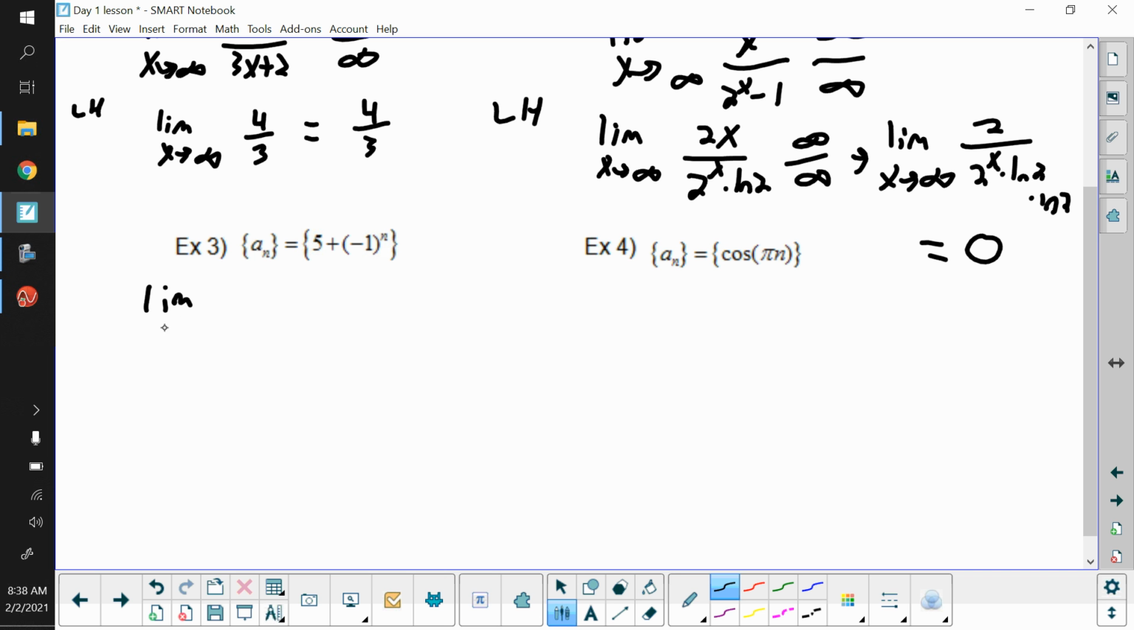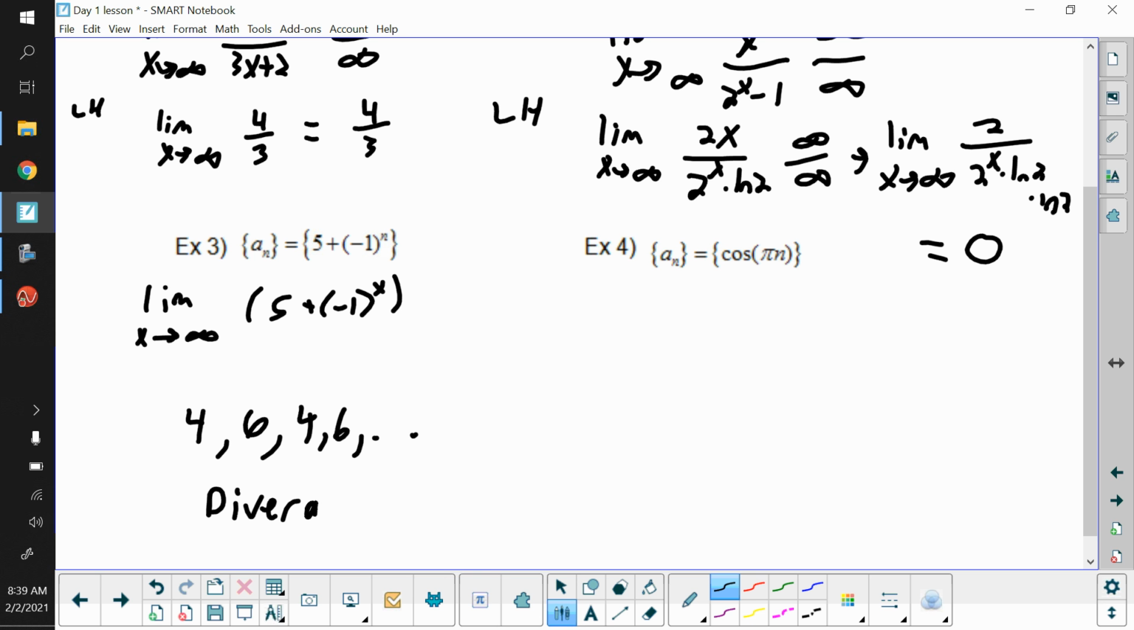So for this next one, we'll have limit as x approaches infinity of 5 plus -1 to the x. So this one is not rational, so it doesn't meet L'Hopital's standards. So this would be one where let's just write out a couple terms if we're unsure. So if we subbed in 1, we'd get back 4, because we'd have 5 minus 1. If we subbed in 2, we now have a positive 1, so we get 6. If we sub in 3, we have a -1, so we're back to 4. So by writing out a couple terms, hopefully we see, okay, that's just bouncing between 4 and 6. That's not going to approach some value. So this one diverges.